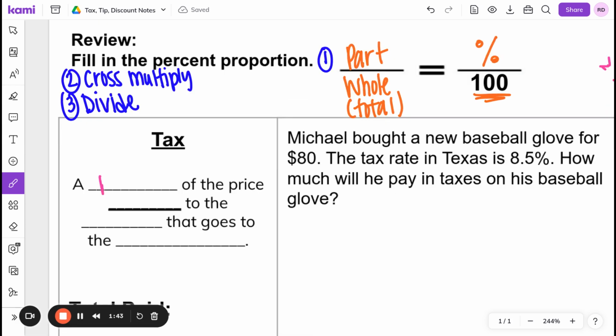Taxes are a part of the price that's going to get added to the total, and this goes to the government. So your taxes pay for things like school and roads and the police department and the fire department. So it's those things that you don't pay for, but you use on a regular basis.